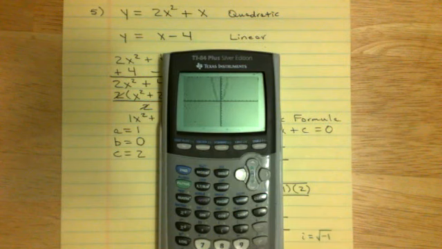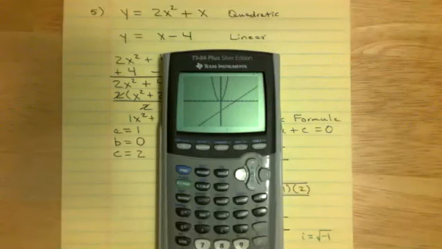We get that U shape and we get a line. Perfect. So what you'll notice is the U shape does not intersect with the line. The parabola is not crossing with the line. So we can say that this system has no solution. No solution.